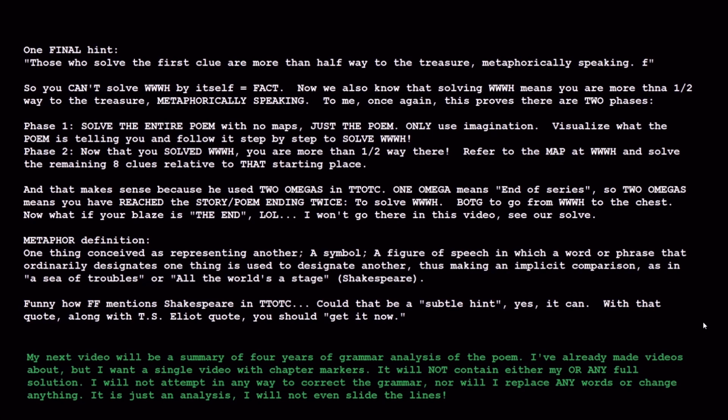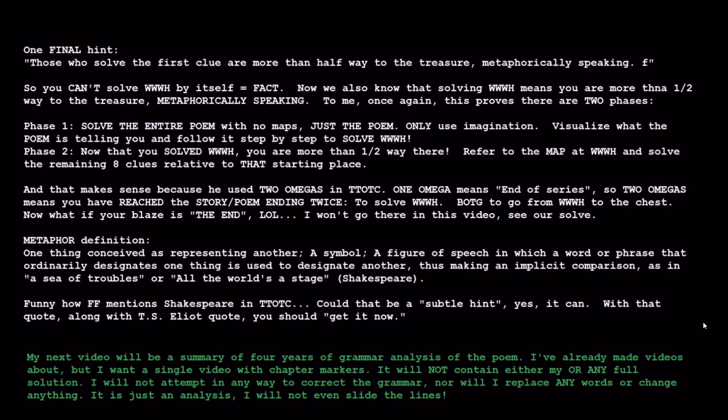What I'm going to do is just do the poem, and you'll see how everything works, right? So the definition of metaphor before we move on, because he said metaphorically speaking, the definition of metaphor is one thing conceived as representing another, a symbol, a figure of speech in which the word or phrase that ordinarily designates one thing is used to designate another or something else, thus making an implicit comparison, as in a sea of troubles or all the world's a stage in Shakespeare.